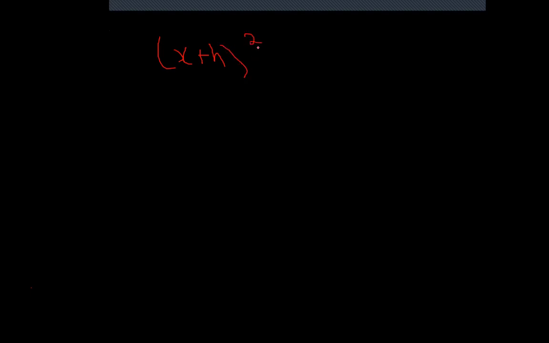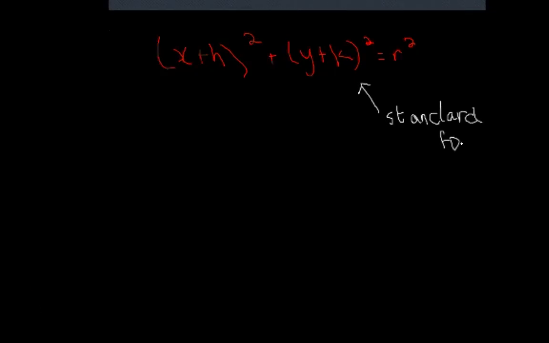(x plus h) squared plus (y plus k) squared is equal to r squared. This right here is called the standard form. And there's another form, which is the one I'm going to do now. It's called the general form. So for past papers, you'd see these two terms.